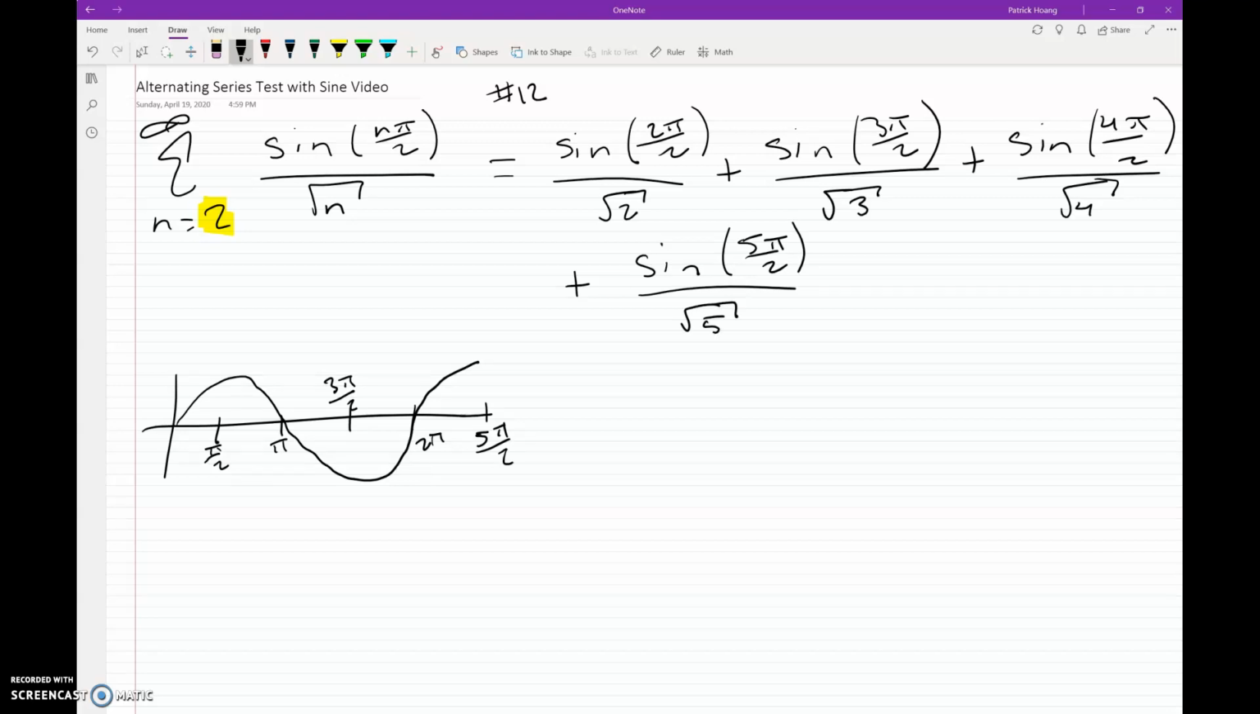If you look at this handy-dandy little table or graph that I made on the side, this is the graph of sine. So we see that sine of 2 pi over 2, or sine of pi, would be equal to 0 over the square root of 2. Sine of 3 pi over 2 is negative 1. 4 pi over 2, or 2 pi, is 0. And 5 pi over 2 is 1.